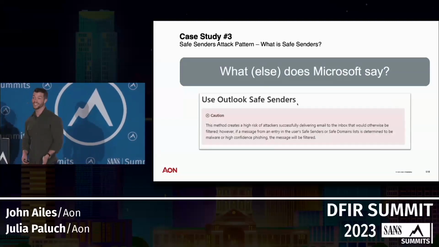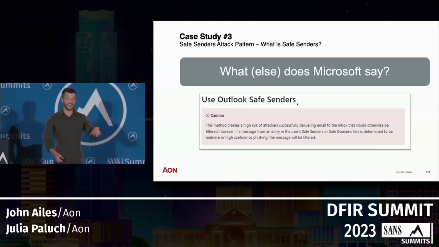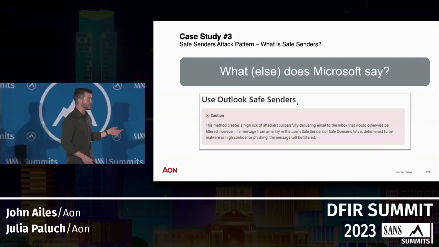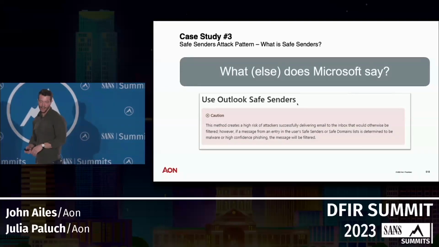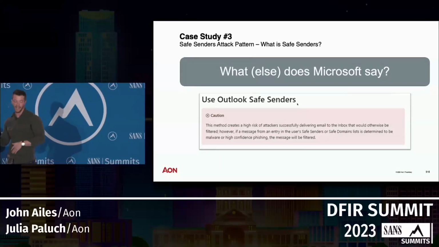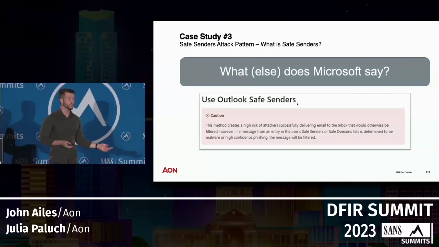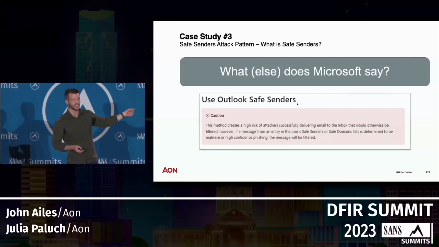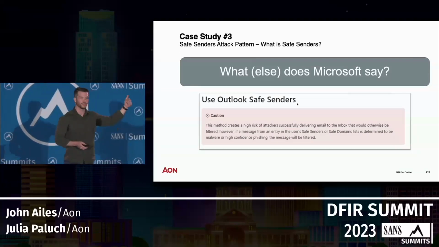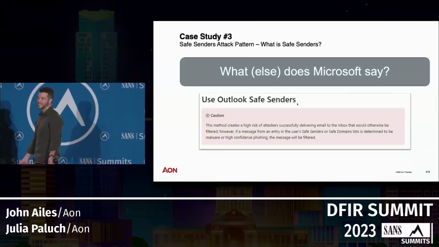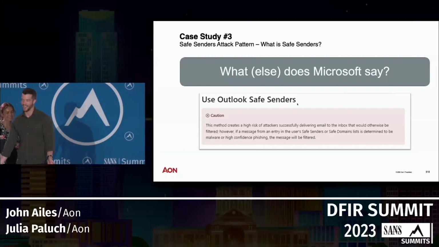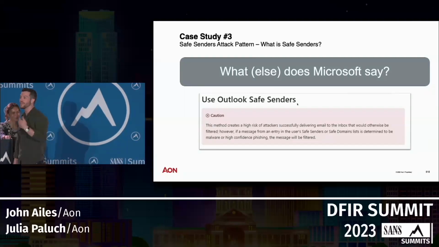But Microsoft recognizes that there's a bit of danger in this, that this method creates a high risk of attackers successfully delivering emails to the inbox that would otherwise be filtered. However, if a message from an entry in the user's safe senders or safe domain list is determined to be malware or high confidence phishing, the message will be filtered. But let's think about that message that we just saw. There's no links, there's no malware. It's just a text-based message, very politely asking to send a lot of money to a bank account. And so it's really hard to reach that threshold.